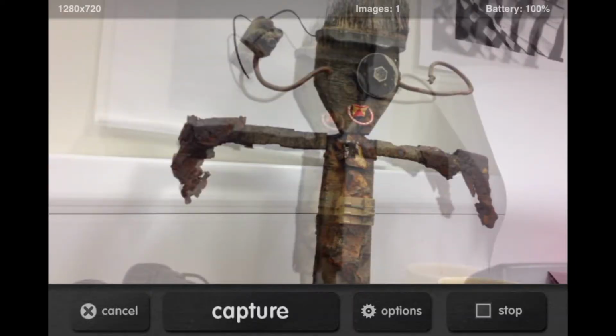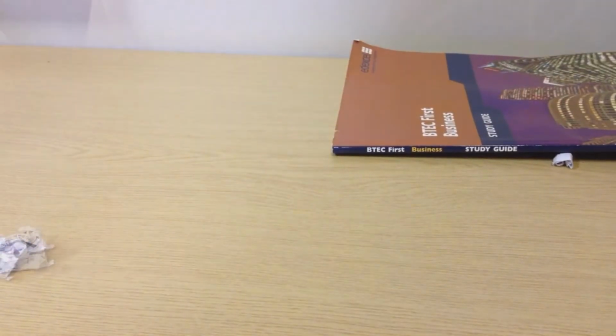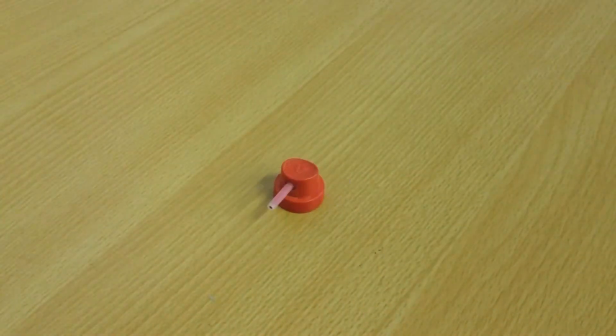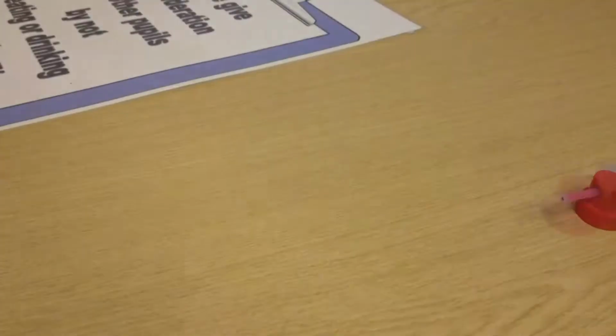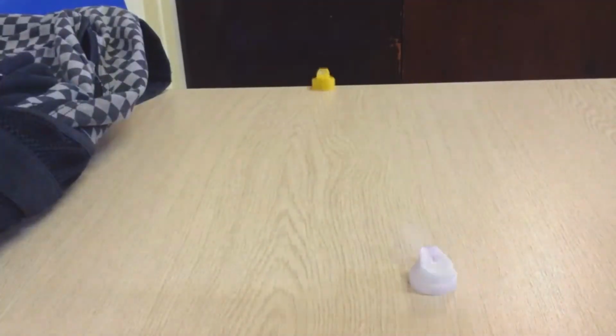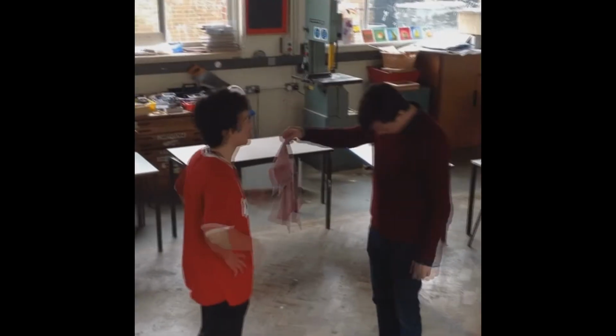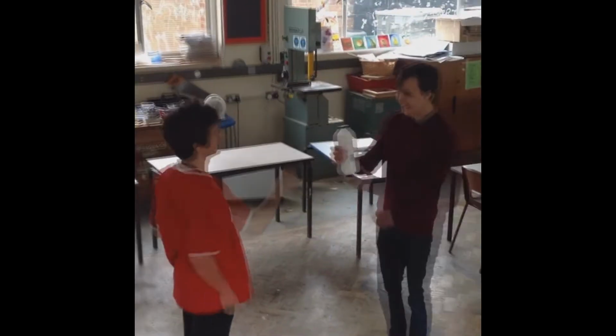After producing this, I produced a 24 frame per second, very short animation of 3 spray can caps, so that I could get the feel of having 3 characters moving at the same time. As in my film, I wanted there to be 2 characters, and I feel this was very effective.